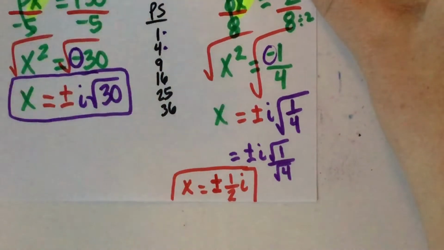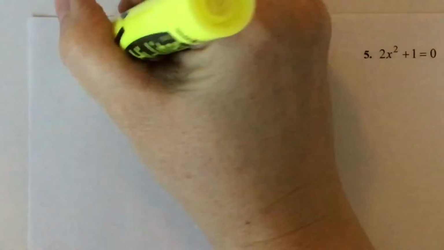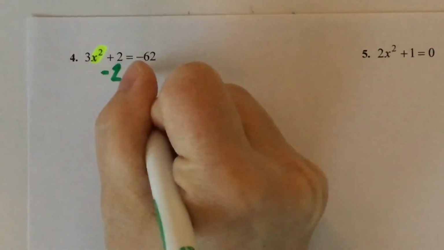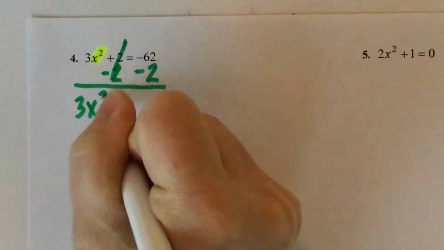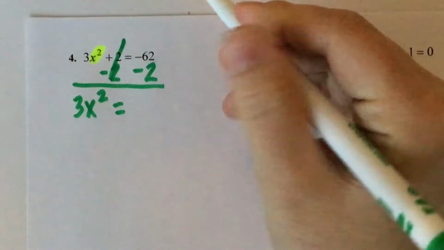Okay, we've got 2 more. Okay, looking at the next one. There is no x, so square root method. Here we go. What first? Subtract the 2. So to get rid of addition of 2, we're going to do the opposite and subtract. So the 3x squared drops. The equals drops. Negative 62 minus 2 makes negative 64.